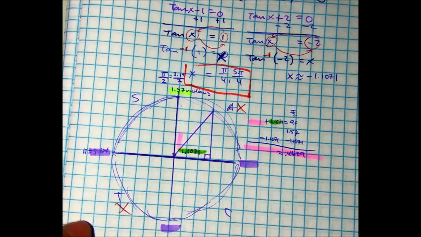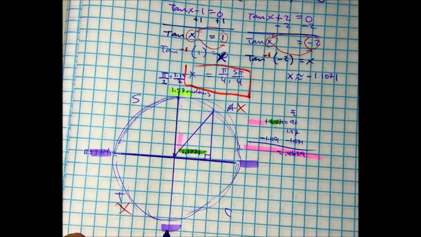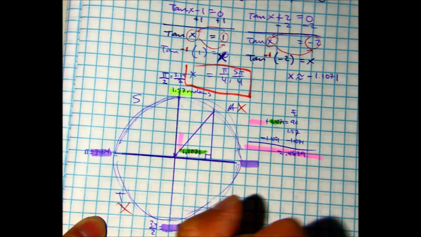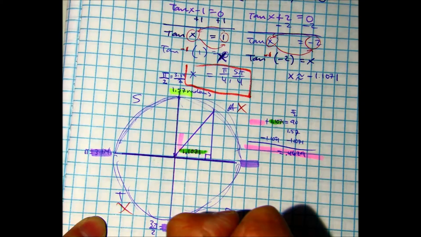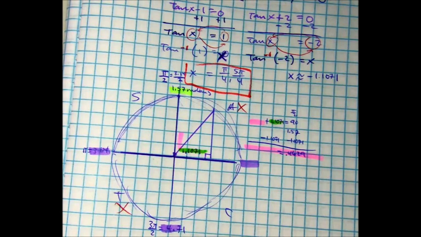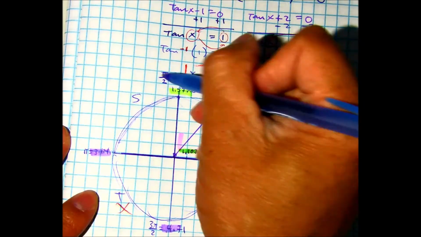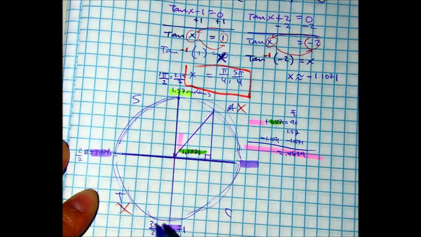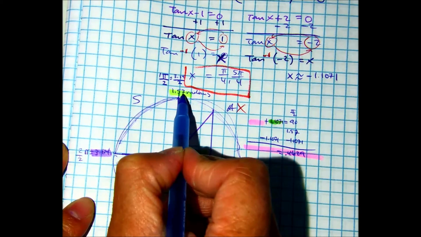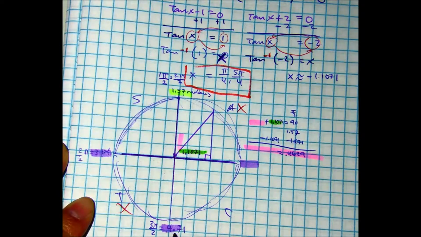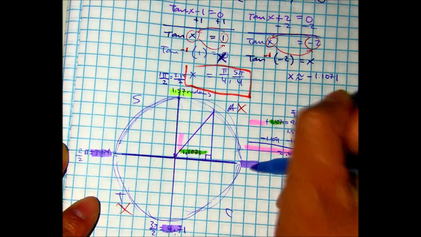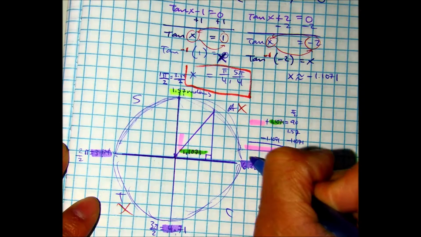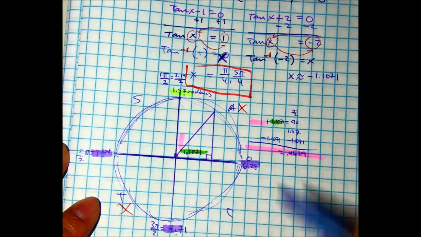Vincent! How about this one? 4.71. Who got it? That's correct. Guys, here's my trick to getting this one. 1 pi over 2 plus 2 pi over 2 is 3 pi over 2. 1.57 plus 3.14 gives me 4.71. And class, what's this one? 6.28 or 0 radians. Okay?